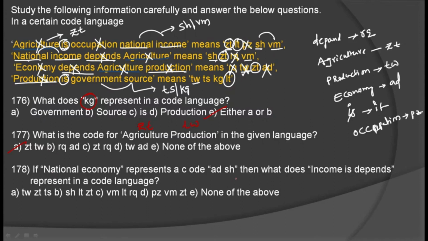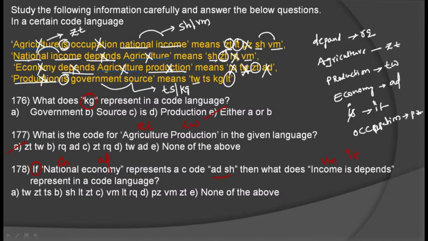Now, if national economy is represented by the code ADSH, why is it represented like that? Because we are not sure about national and income. For this question, because it's an if-based question, national can be considered SH. Now, economy can be coded as AD. Now, what is the code for income is depends? So, see guys, if SH is coded for national, for this question you consider VM as income. So is can be IT and depends.